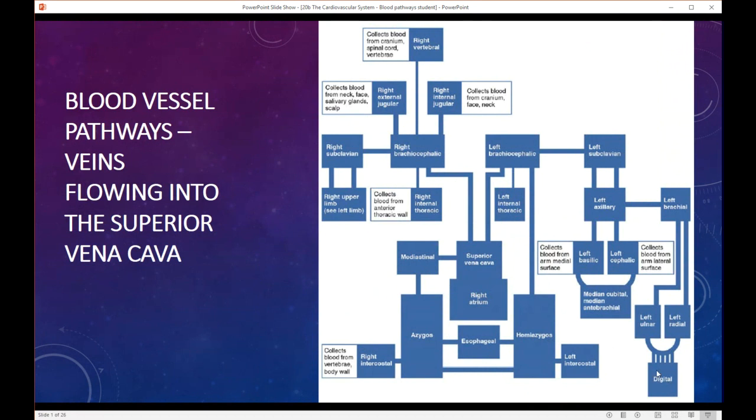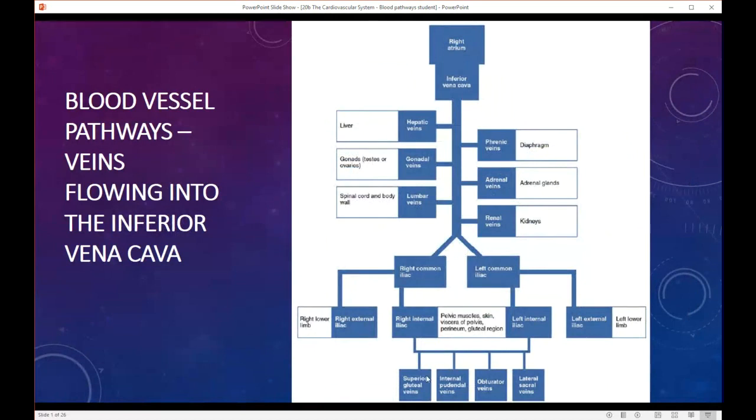Okay, so here's the hand. There's the ulnar and the radial coming up through the left brachial into the left axillary, that's under the arm, left subclavian going under the clavicle, into the left brachiocephalic, and then into the superior vena cava. Okay.